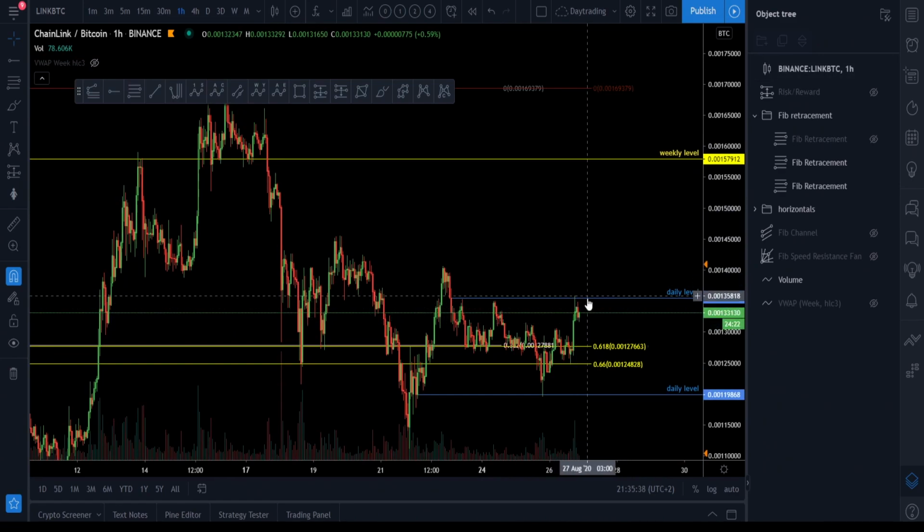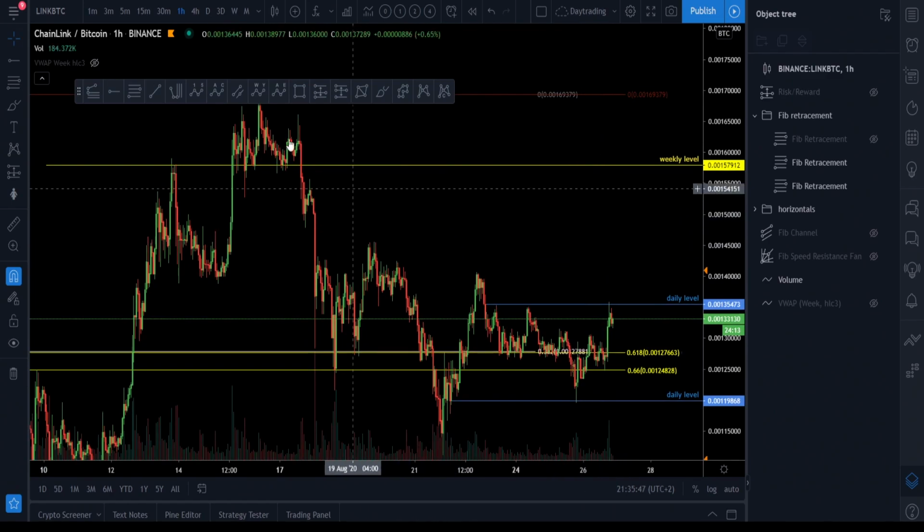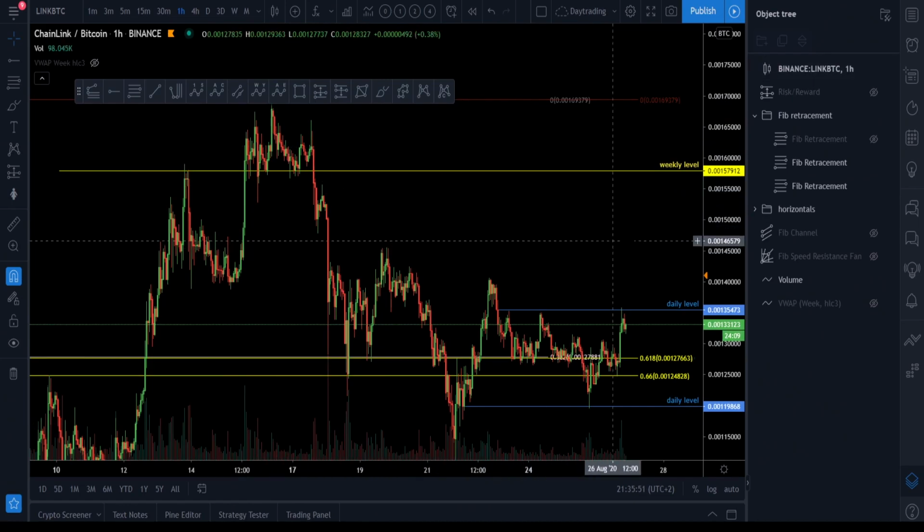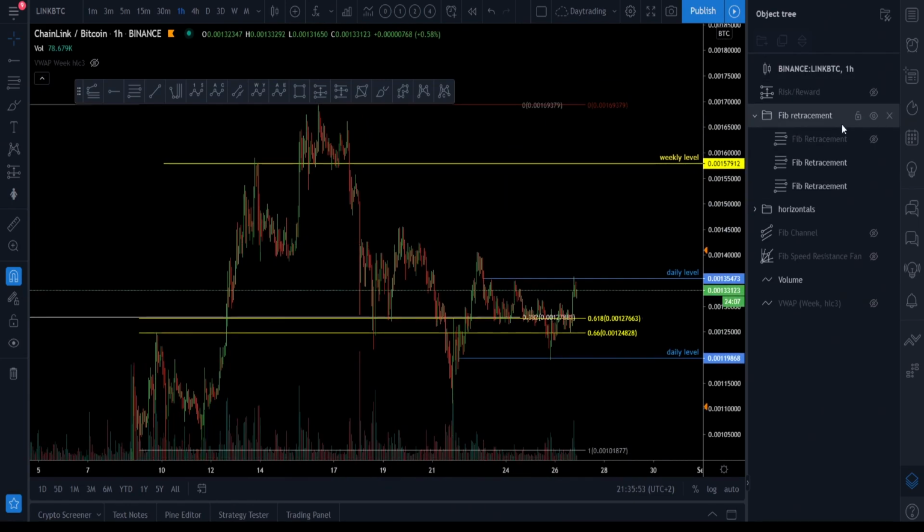Ultimately, you do want to see this daily flipped, right? And I think that can basically give you a heads up that we might actually start breaking more to the upside again. And then we still have basically this weekly and this consolidation area to take out.